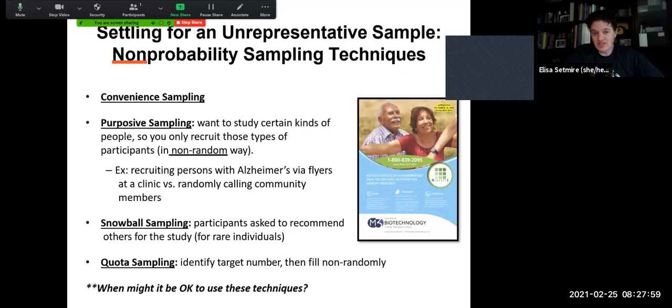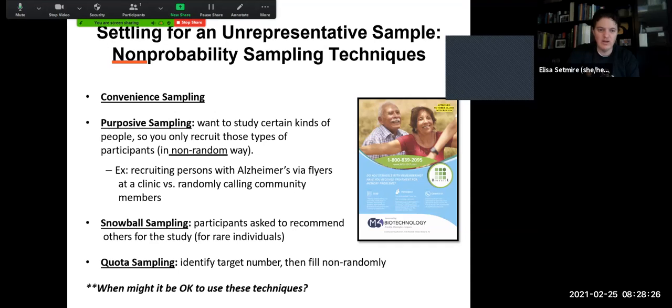Sometimes we have no choice but to settle for an unrepresentative sample. And so there are ways to get non-probability samples. Obviously these aren't ideal, but there are times where we have no choice. The only way that you can get information is to just take what you can get, or to take something that is not random. And so we talked about convenience sampling, that maybe you can only ask the people that are available to you.